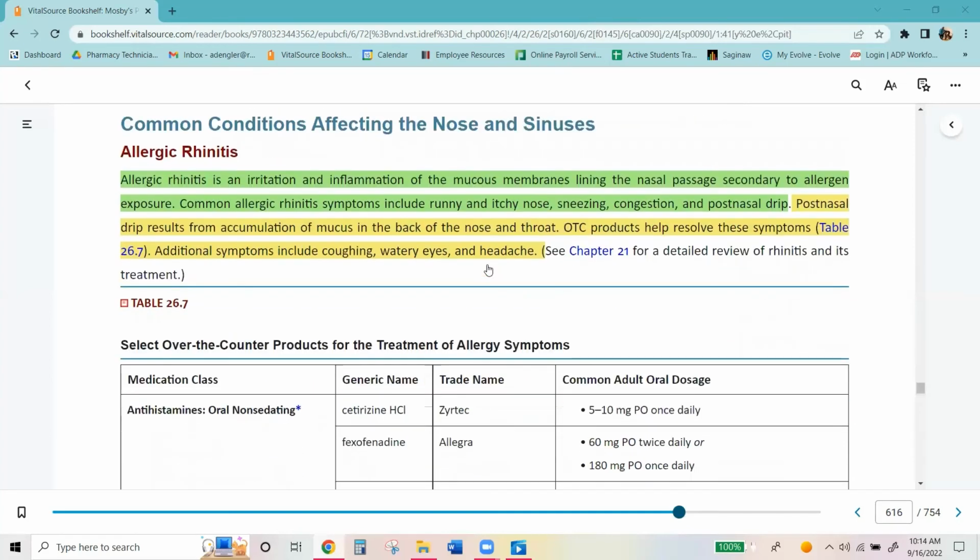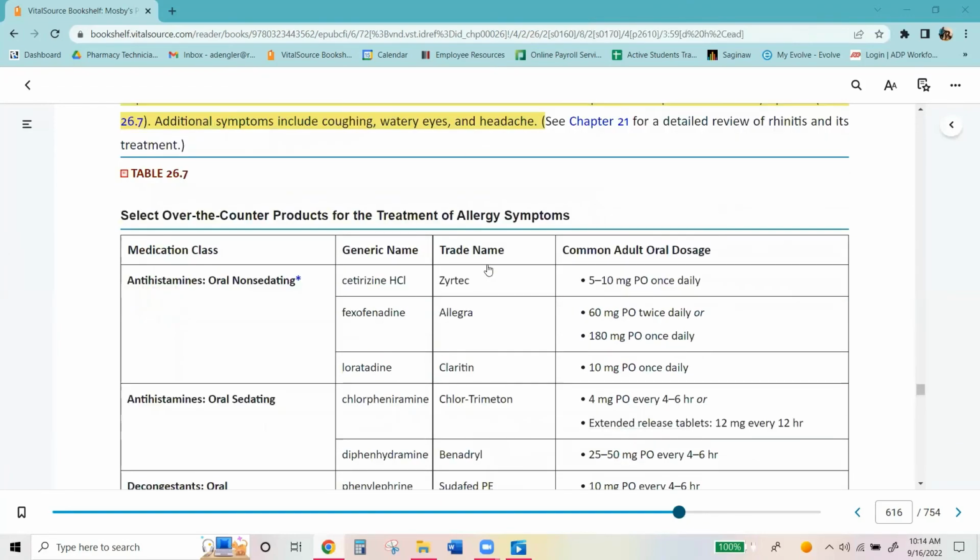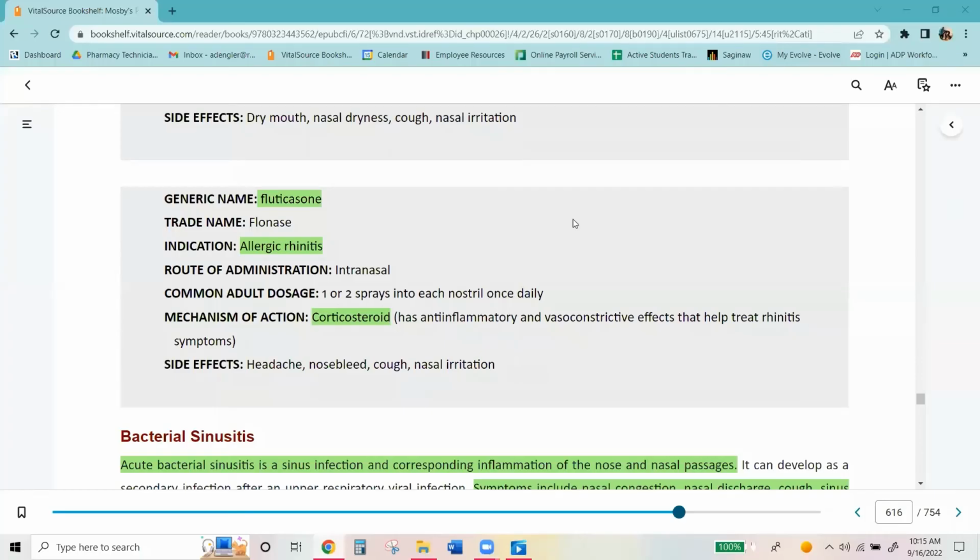So here, select over-the-counter products. These are for treating allergies. We have Flonase, a nasal spray for allergic rhinitis.